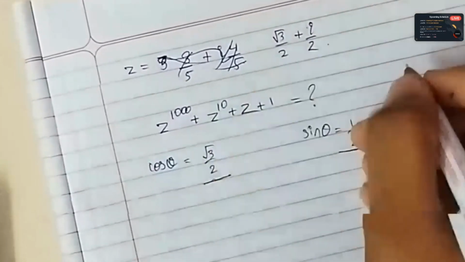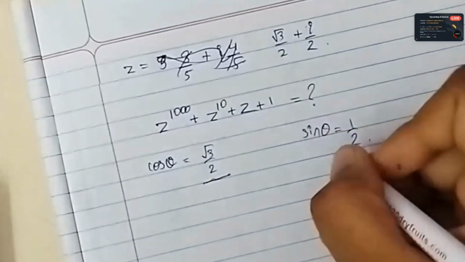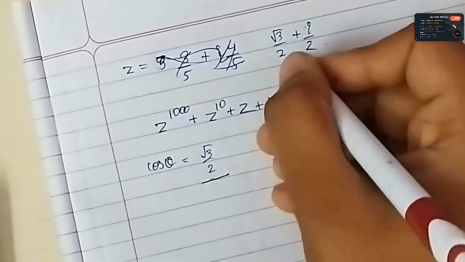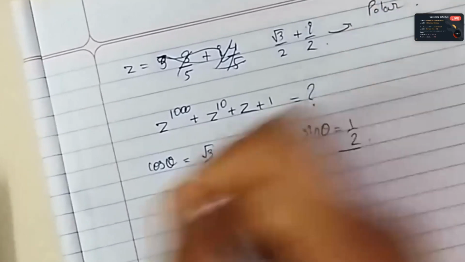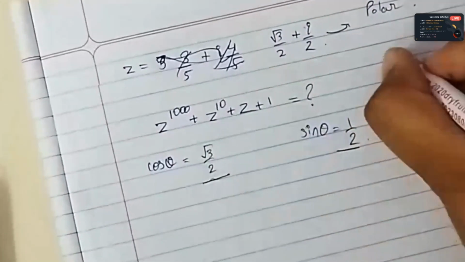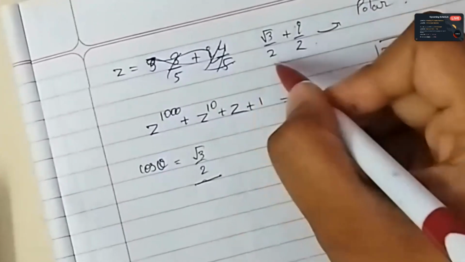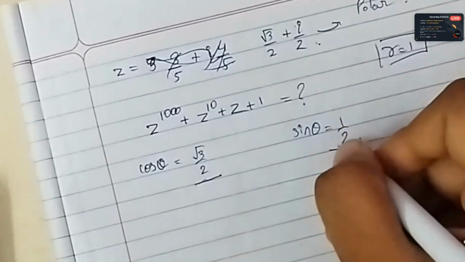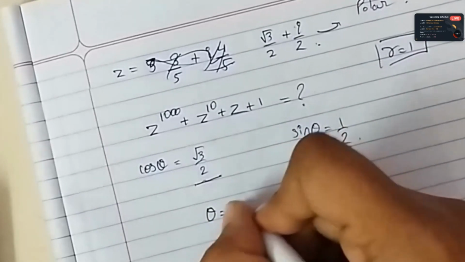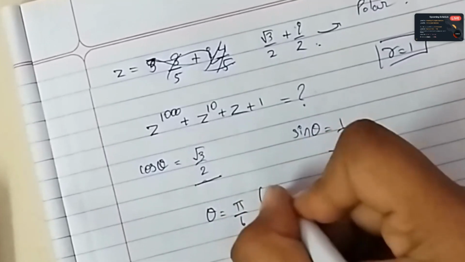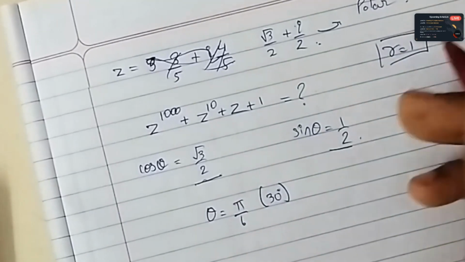So it is a question about polar form and its properties. What we can do is convert this set into its polar form first. So r will be 1, since it is basically a unit circle. Now theta comes out to be pi by 6, or 30 degrees. Like the angle value comes out to be 30 degrees.